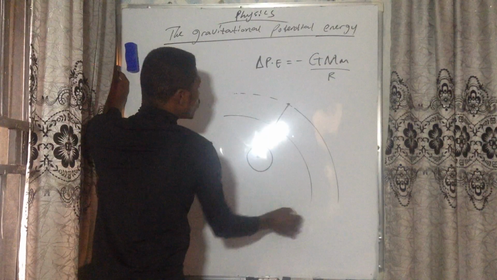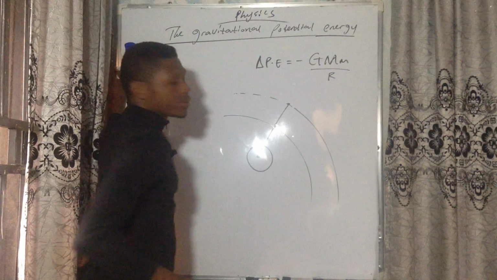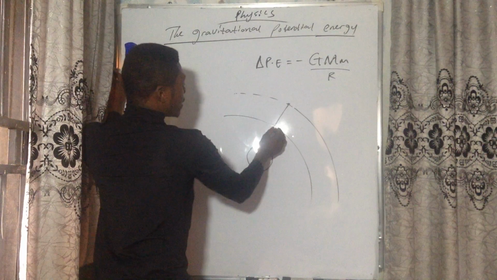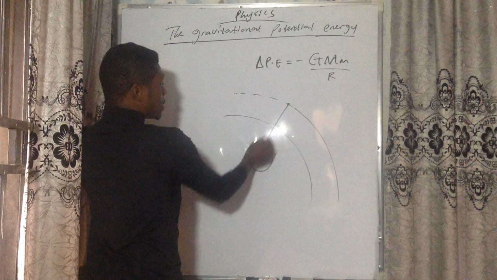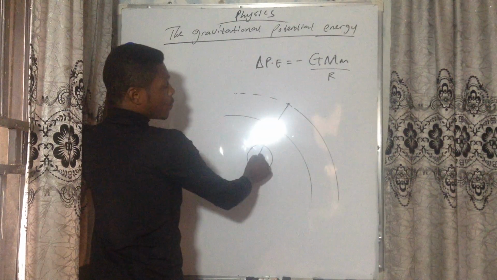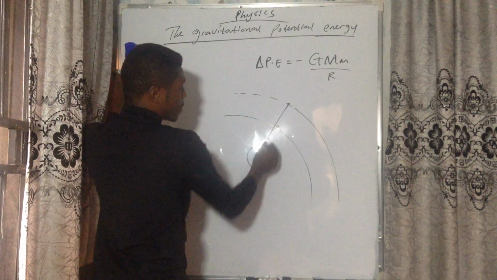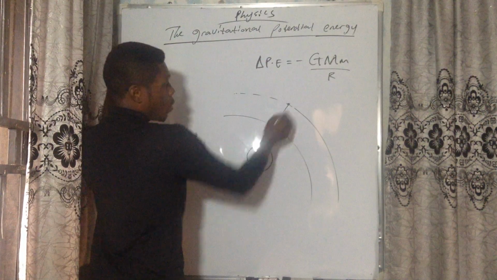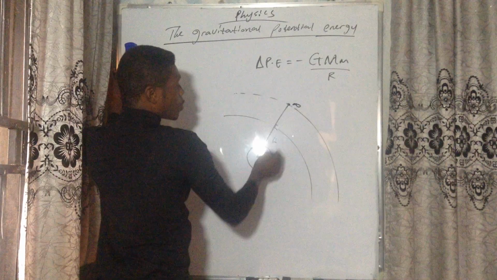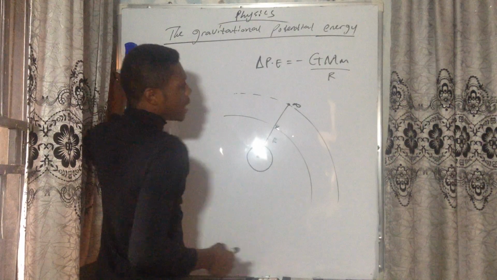Now there is another orbit, which is R, okay? So that is the point. This point now is R, from here to here. The distance from the center of the Earth to this point is R. So just know that this point is R, while this point is infinity.